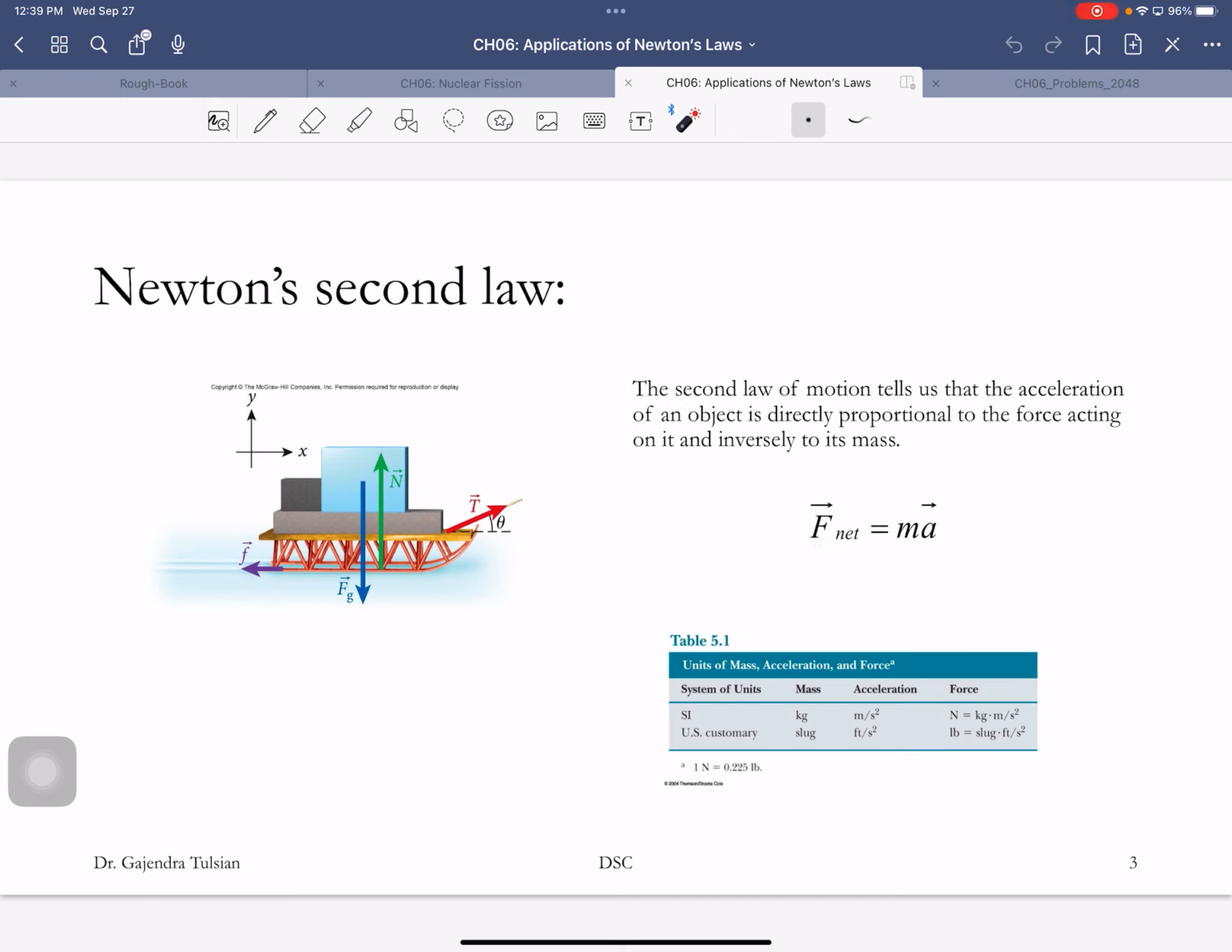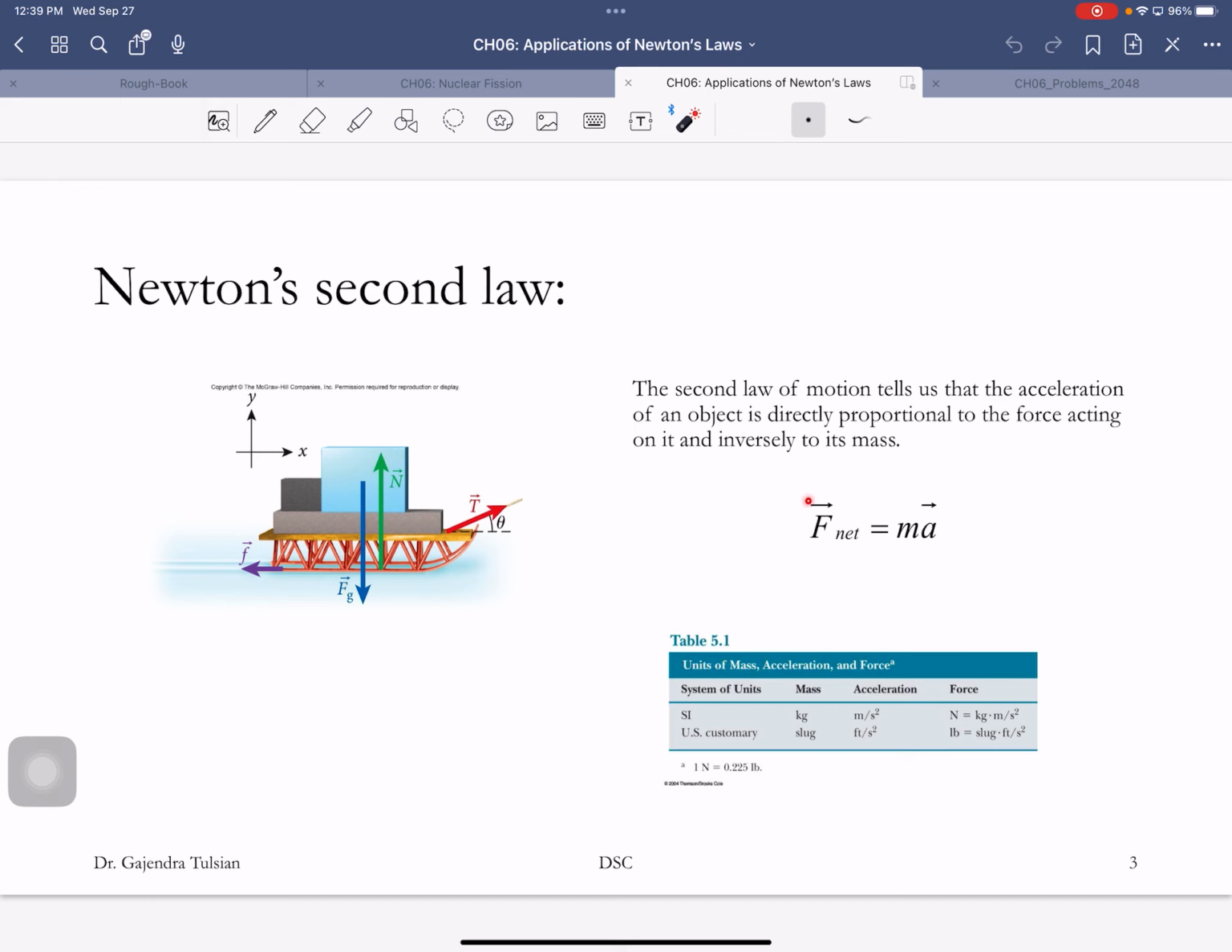The acceleration is proportional to the force. The greater the mass of the object, the smaller its acceleration. So it's saying all of that. And of course, this is a vector equation.